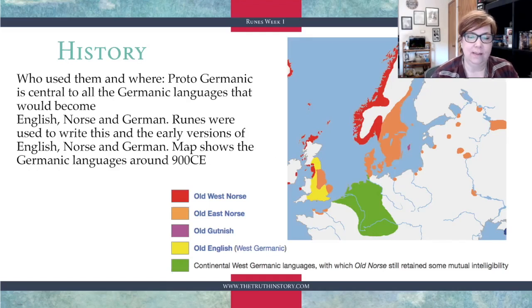This particular map is showing the Germanic languages and where they would be from around 900 CE. So languages have shifted and changed from when the Elder Futhark was being used much earlier than that. One of the other questions that I get a lot is, can I use runes? I'm not Norse, can I use runes? Again, not only the Norse people used runes.